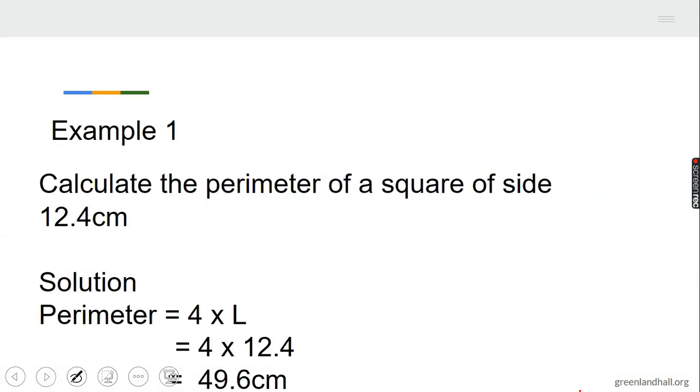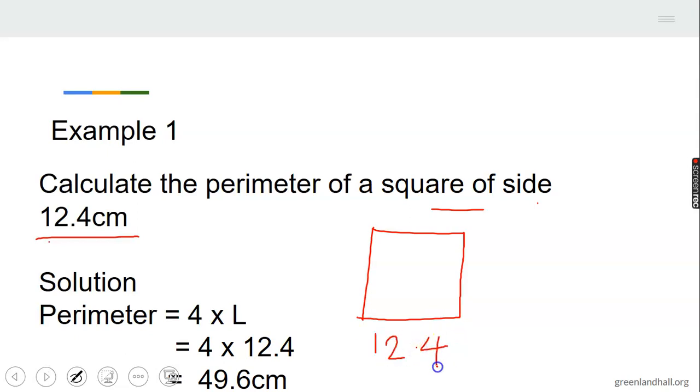Now, look at example 1. Calculate the perimeter of a square of side 12.4 centimeters. Let's quickly draw the square. Now, this is a square. You may or may not label it. Now, the length of one side is 12.4. Since it's a square, the other sides will also be 12.4, just like we have in the case when we have A all throughout.